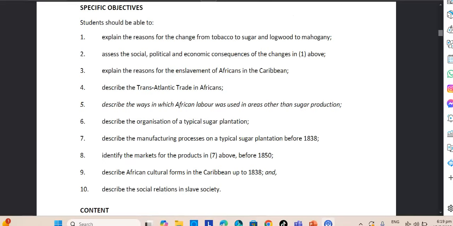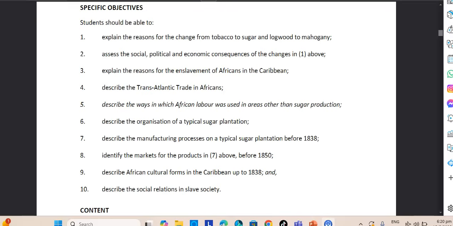So the transition from tobacco to sugar and from logwood to mahogany in the Caribbean during the 17th and 18th century had far-reaching consequences. These shifts were not merely agricultural or commercial, but they sparked major transformation in the region's society, politics, and economy. Now we are going to look at the social consequences that occur because of these changes, the change from tobacco to sugar and from logwood to mahogany.